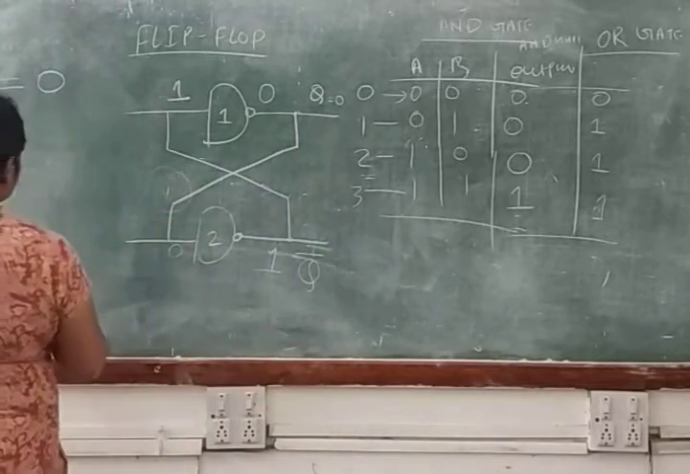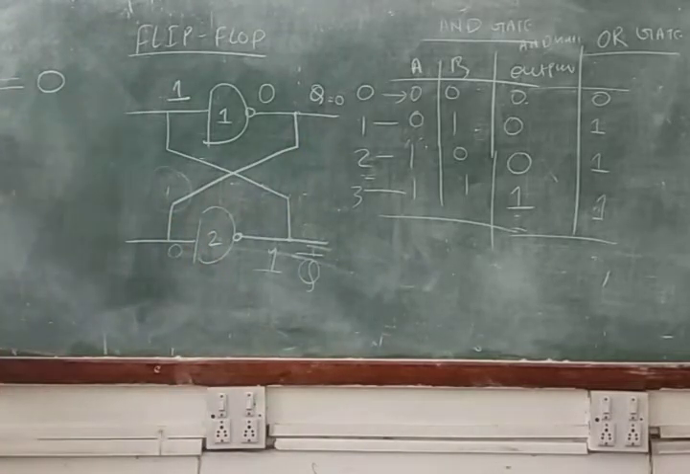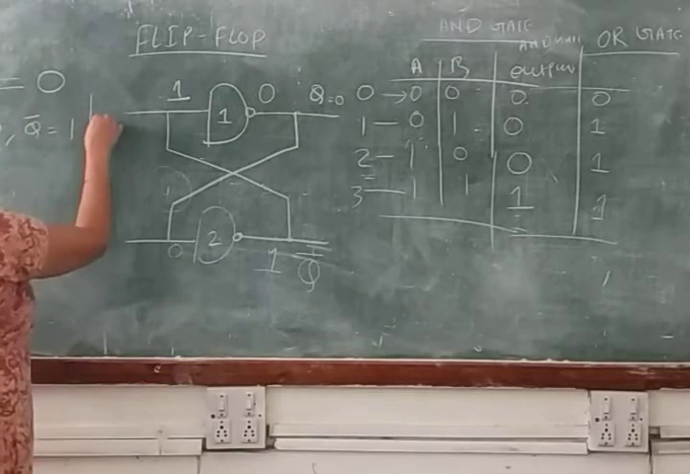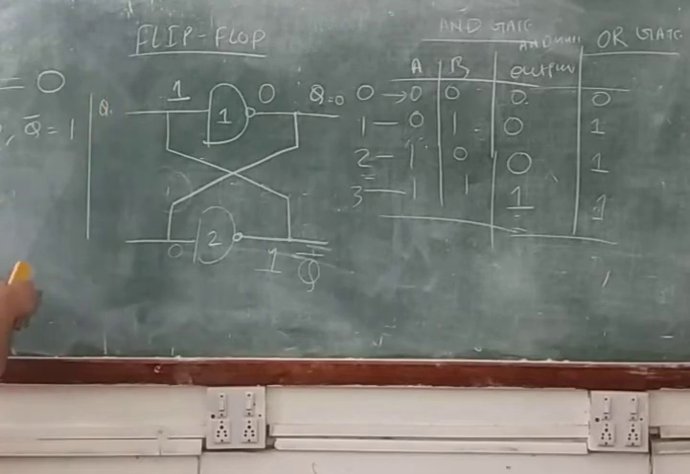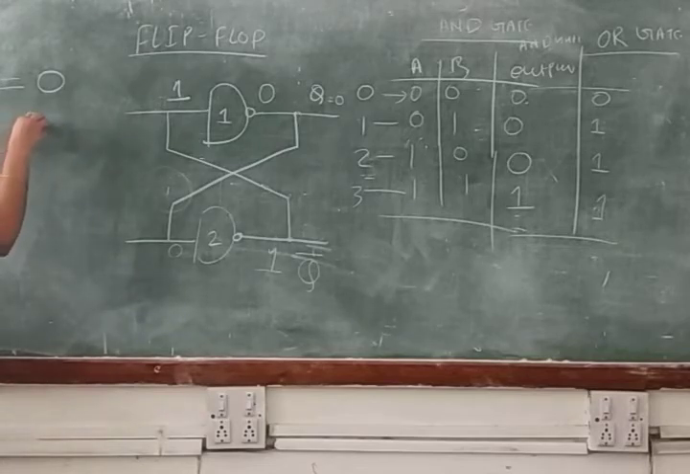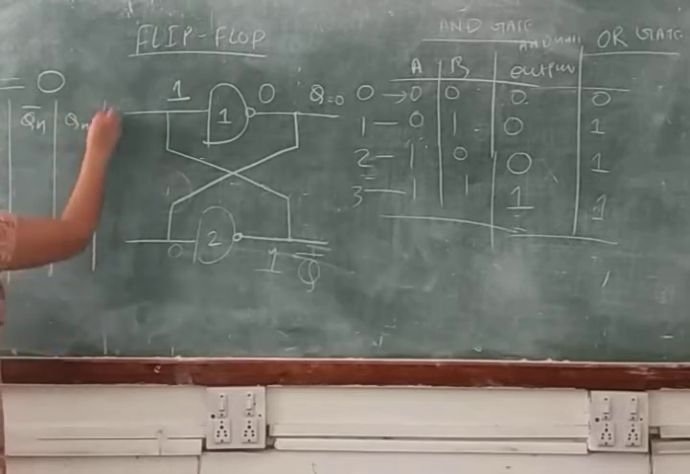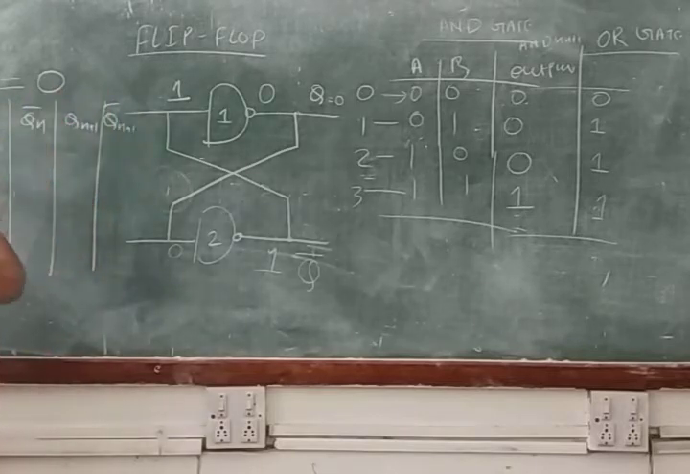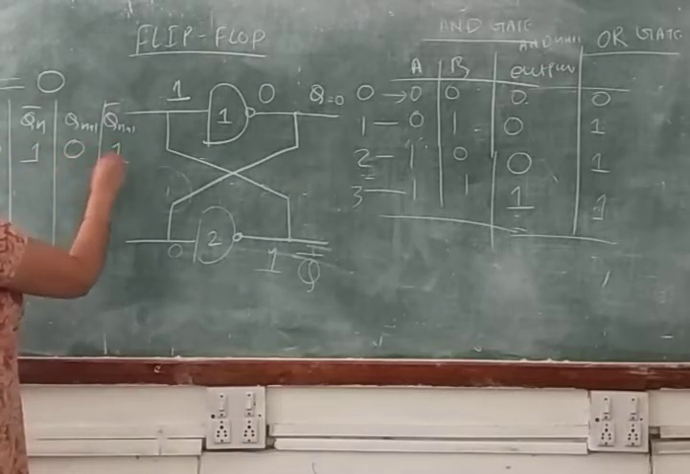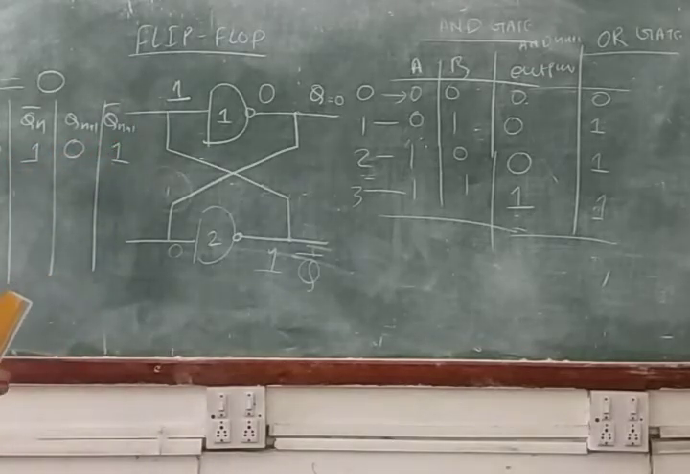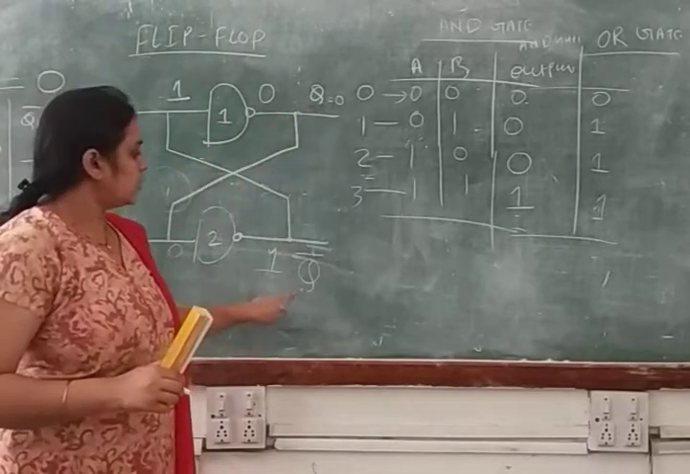So here we will make a table. If your Q is 0 and Q complement is 1, in that case you will get output Qn, Qn complement, Qn plus 1 and Qn plus 1 complement. So here you are giving input 0, then you will get output 0. So this is Qn and Qn complement.